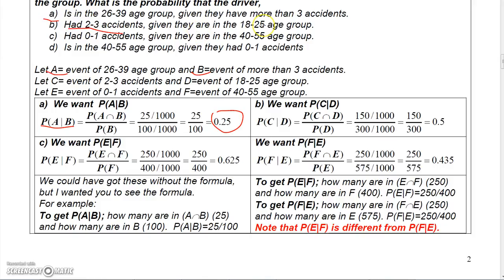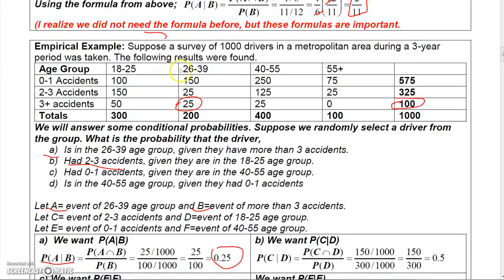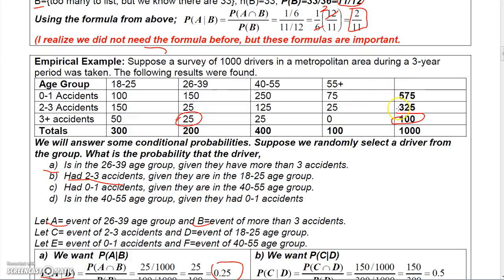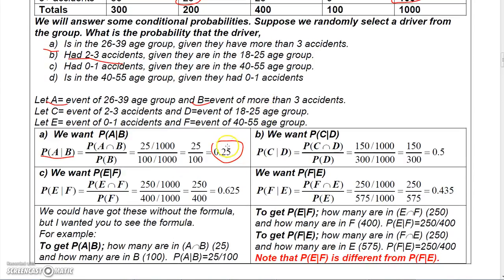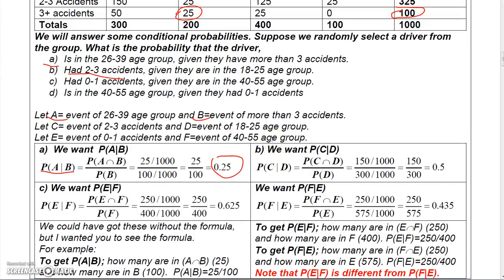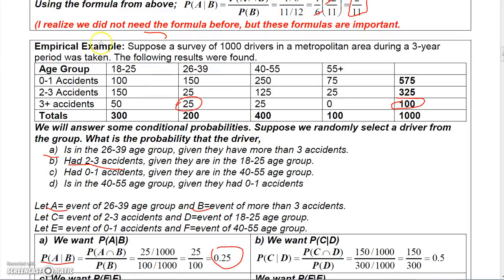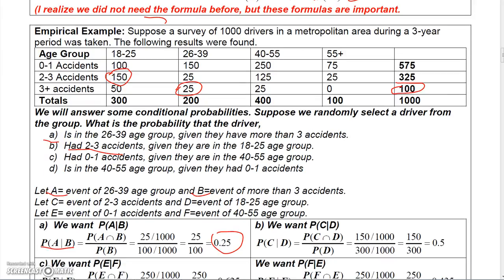If we wanted the probability that they had 2 to 3 accidents, given that they are in the 18 to 25 age group, then let's say that's C and D. So the probability of C, 2 to 3 accidents, that would be 325 out of 1,000. And then D, oh, I'm sorry, I don't need C, I need C intersect D. So C intersect D would be 2 to 3 accidents and 18 to 25. So I need the intersection. That probability would be 150 out of 1,000.